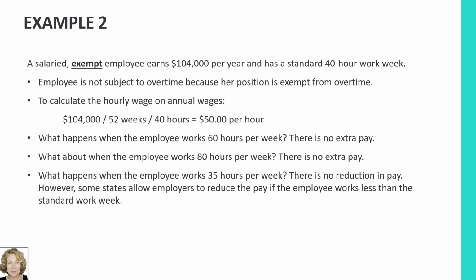What would happen if this employee works 60 hours a week or 80 hours a week? What if the employee works 35 hours per week? Well, if the employee works more than the standard work week, there is no extra pay regardless of how many hours, no extra pay. That's why it's called salaried and exempt from overtime. If the employee works less than the 40-hour work week, then there's typically no reduction in pay, but take that as a general rule. There are some states that allow employers to reduce the pay if the employee works less than the standard work week.